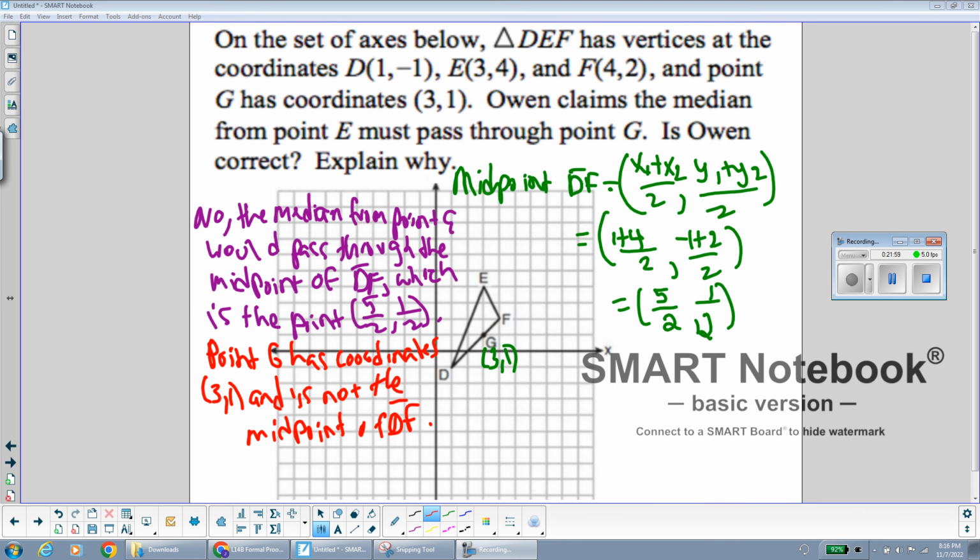So here I wrote my concluding statement, and I'm hoping that you paused the video and wrote your own as well. No, the median from point E would pass through the midpoint of side DF, which is the point (5/2, 1/2). Point G has coordinates (3, 1) and is not the midpoint of DF.